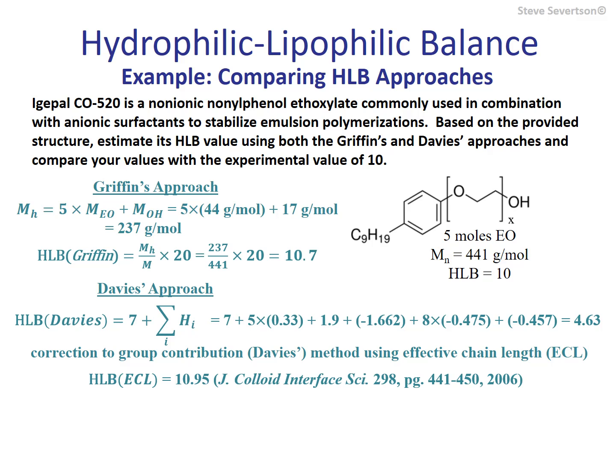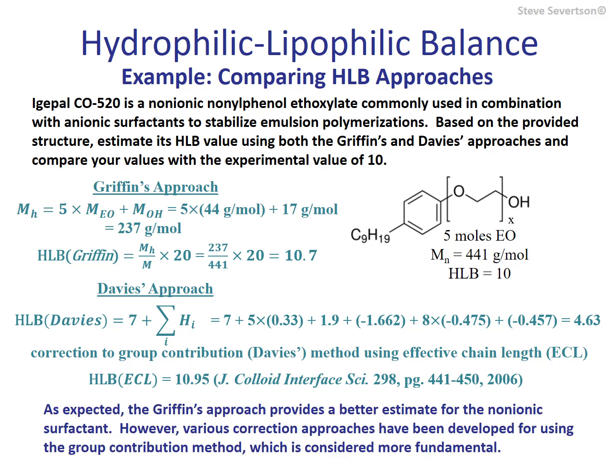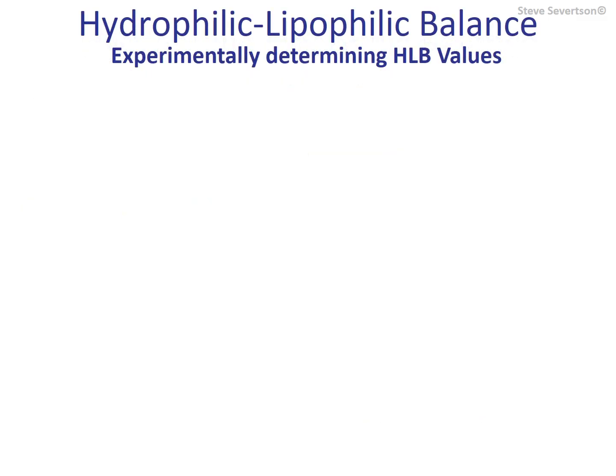So summing things up here, as expected, the Griffiths approach provides a better estimate for non-ionic surfactants. However, various correction approaches have been developed for using the group contribution method, which is considered more fundamental. Both the Griffith and Davies approaches appear to work reasonably well for estimating HLB values for simple surfactant structures. For more complex structures or mixtures of surfactants, HLB values can be gauged experimentally.